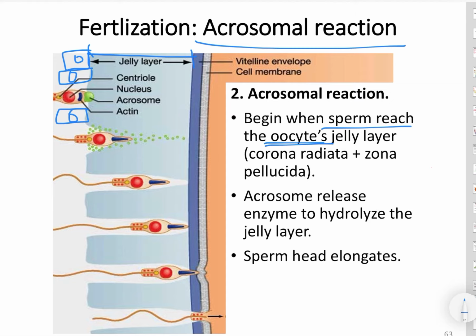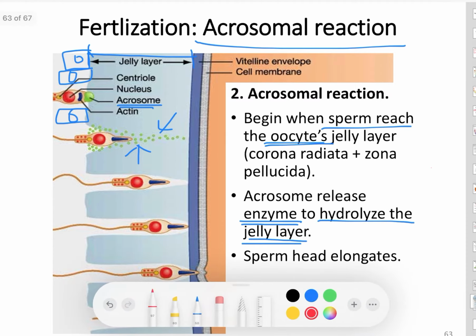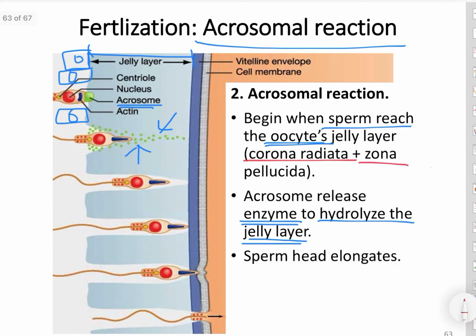First, inside the sperm head, there is the structure acrosome. The acrosome will release or secrete an enzyme, or hydrolytic enzyme. Here, the green one, it will release this enzyme to hydrolyze the jelly layer. The jelly layer is the layer of the corona radiata and zona pellucida. So the acrosome will secrete the enzyme to digest the zona pellucida and corona radiata.